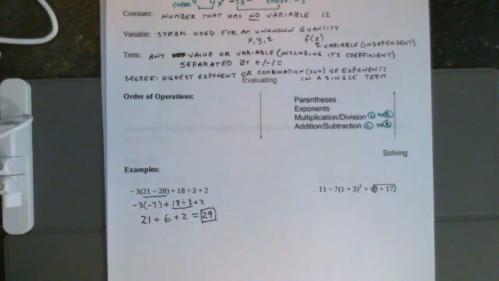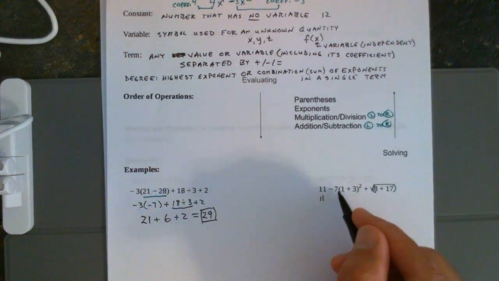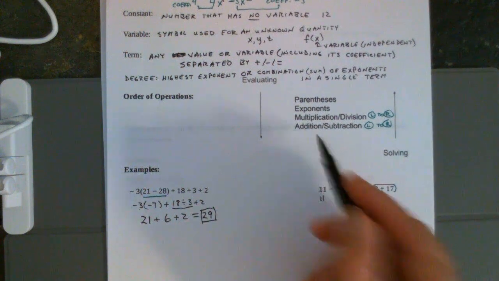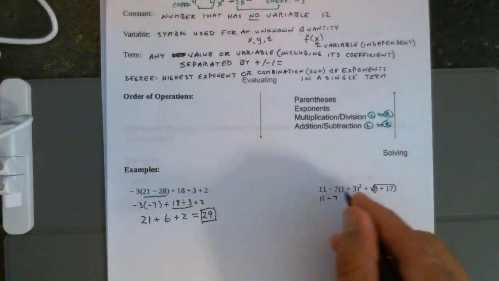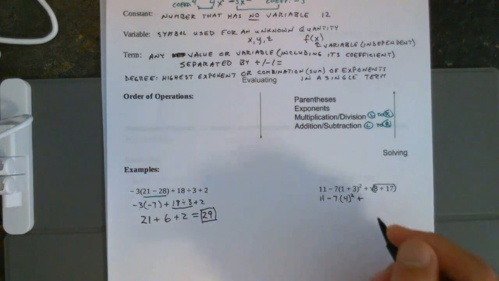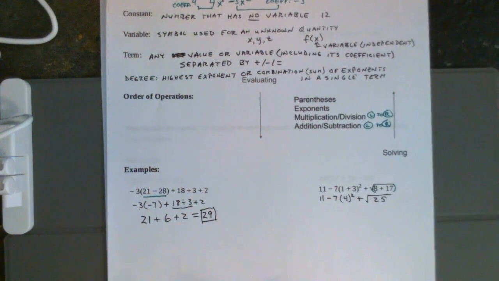So as we look at this, can't do anything with the 11. We can't do that subtraction, 11 minus 7, because 7 is multiplied and multiplication comes before addition or subtraction. We're going to leave the 7 alone because we've got this to do. We have 1 plus 3 is 4, and then that is squared. And then we have 8 plus 17 that are implied parentheses, and that gives us 25.